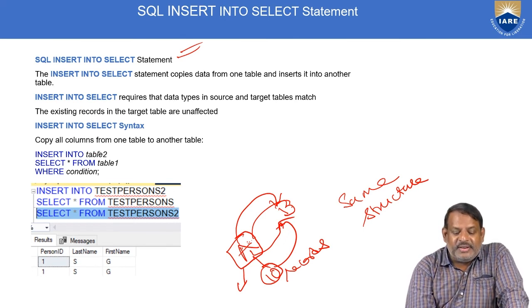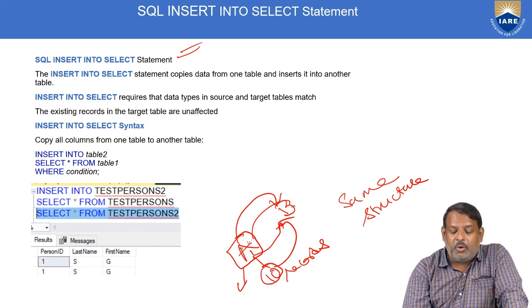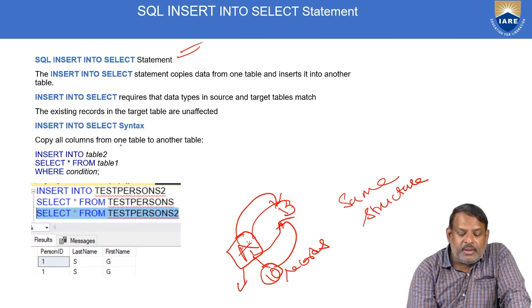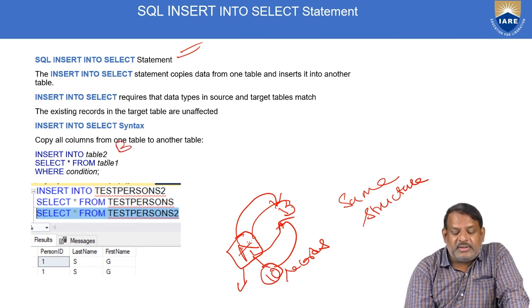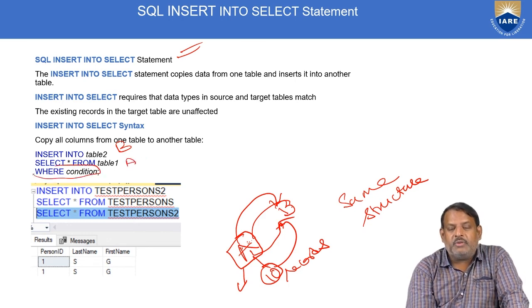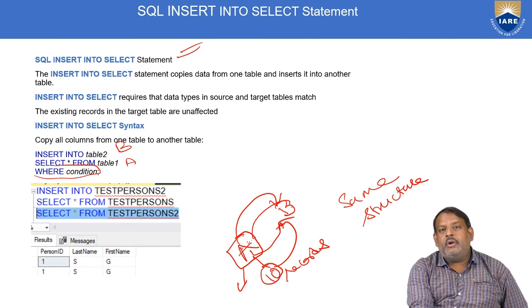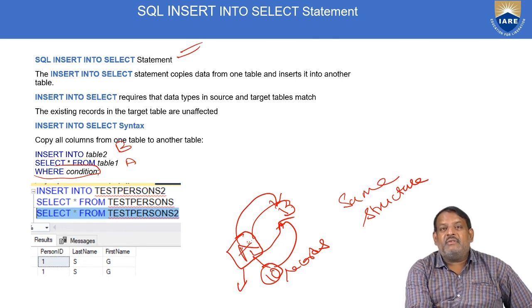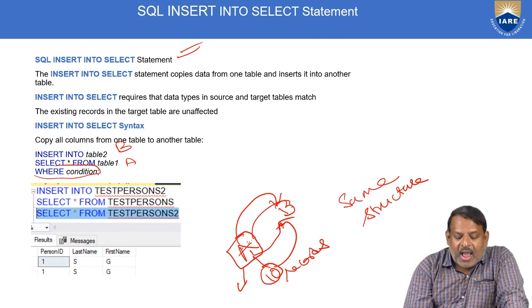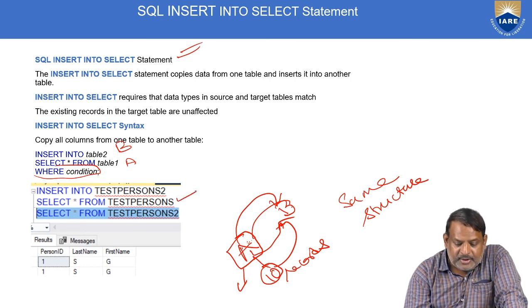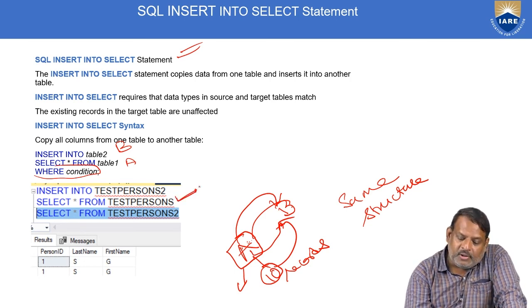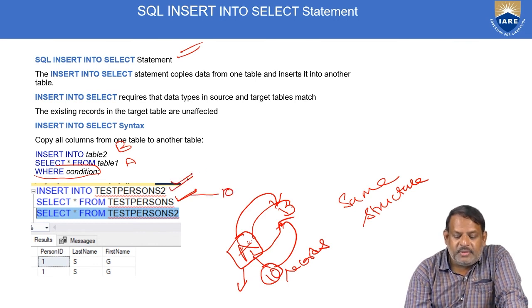Now here we'll see the syntax. INSERT INTO table2. Table2 is the existing table having no data. So INSERT INTO B, and from where you want to insert, SELECT * FROM A. If you don't use the WHERE condition, all the data will be copied. If you use the WHERE condition, only the rows satisfying the condition will be inserted. Now here I have a table called test persons, and I also have a table called test persons 2. This has 10 records. This has 0 records.